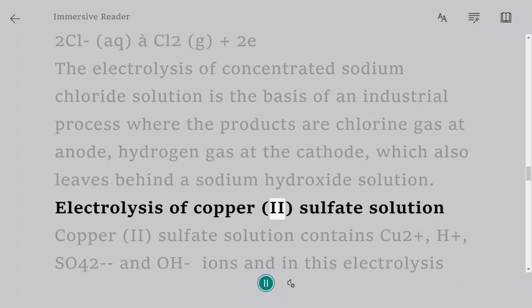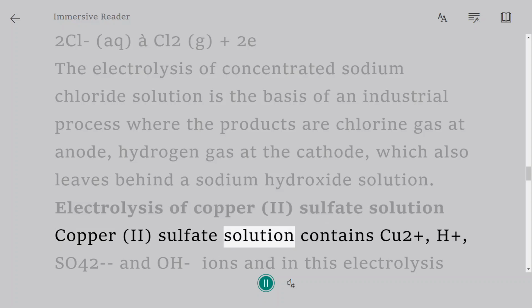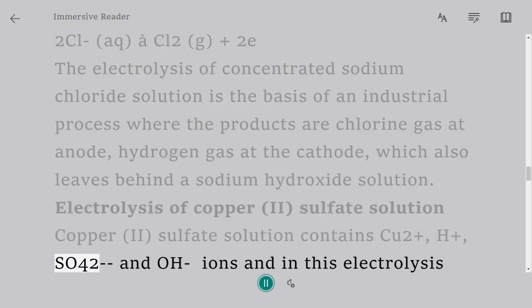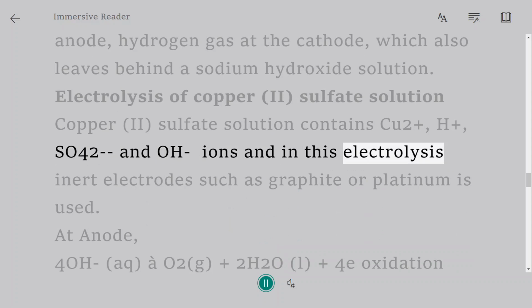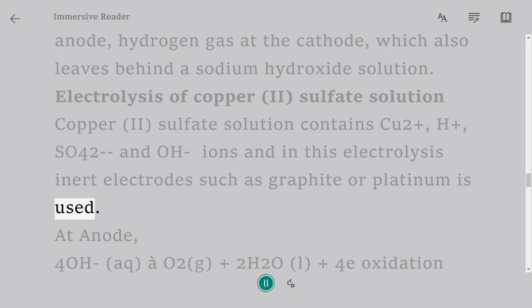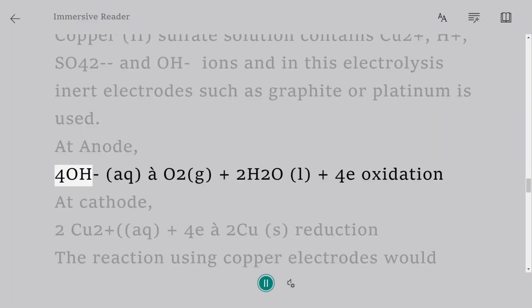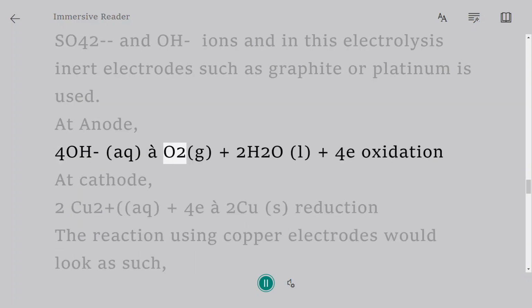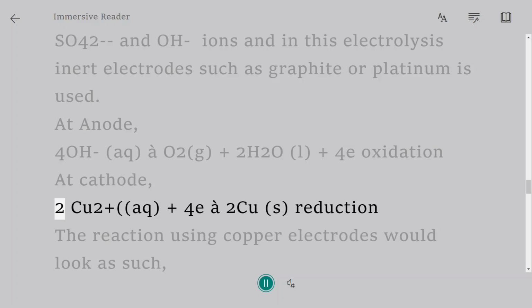Electrolysis of copper(II) sulfate solution. Copper(II) sulfate solution contains Cu2+, H+, SO42- and OH- ions, and in this electrolysis inert electrodes such as graphite or platinum are used. At the anode: 4OH-(aq) → O2(g) + 2H2O(l) + 4e-, oxidation. At the cathode: 2Cu2+(aq) + 4e- → 2Cu(s), reduction.